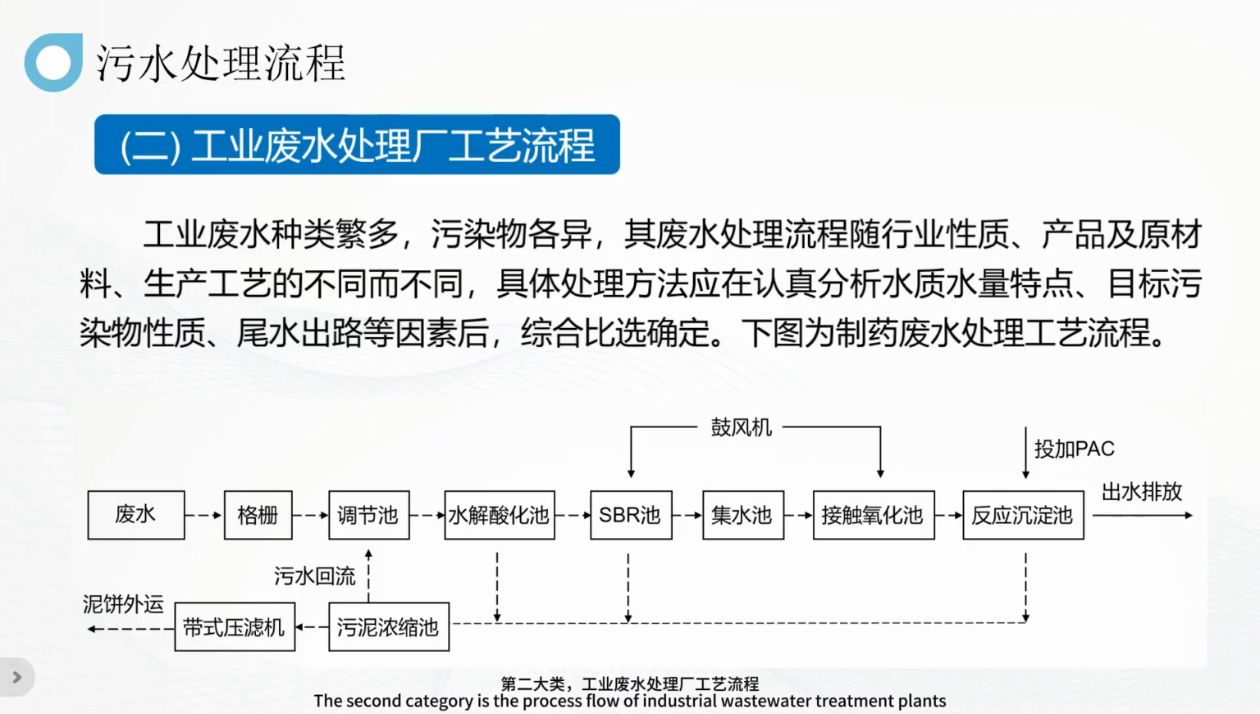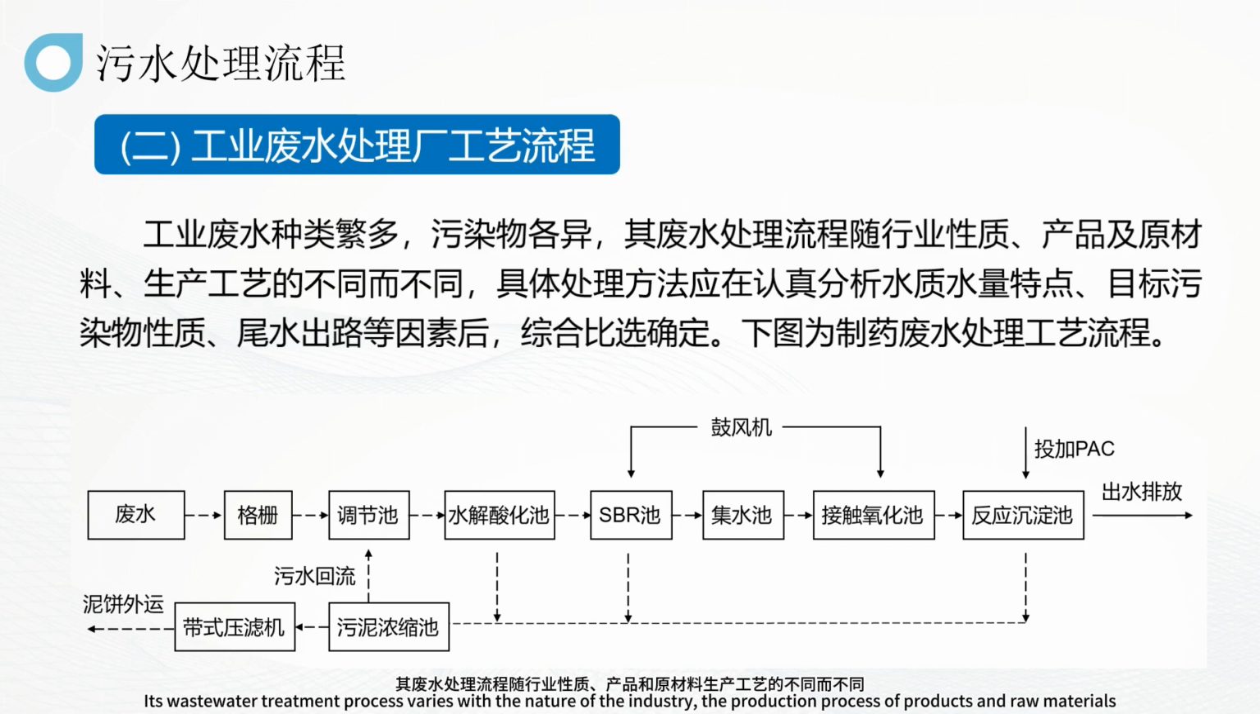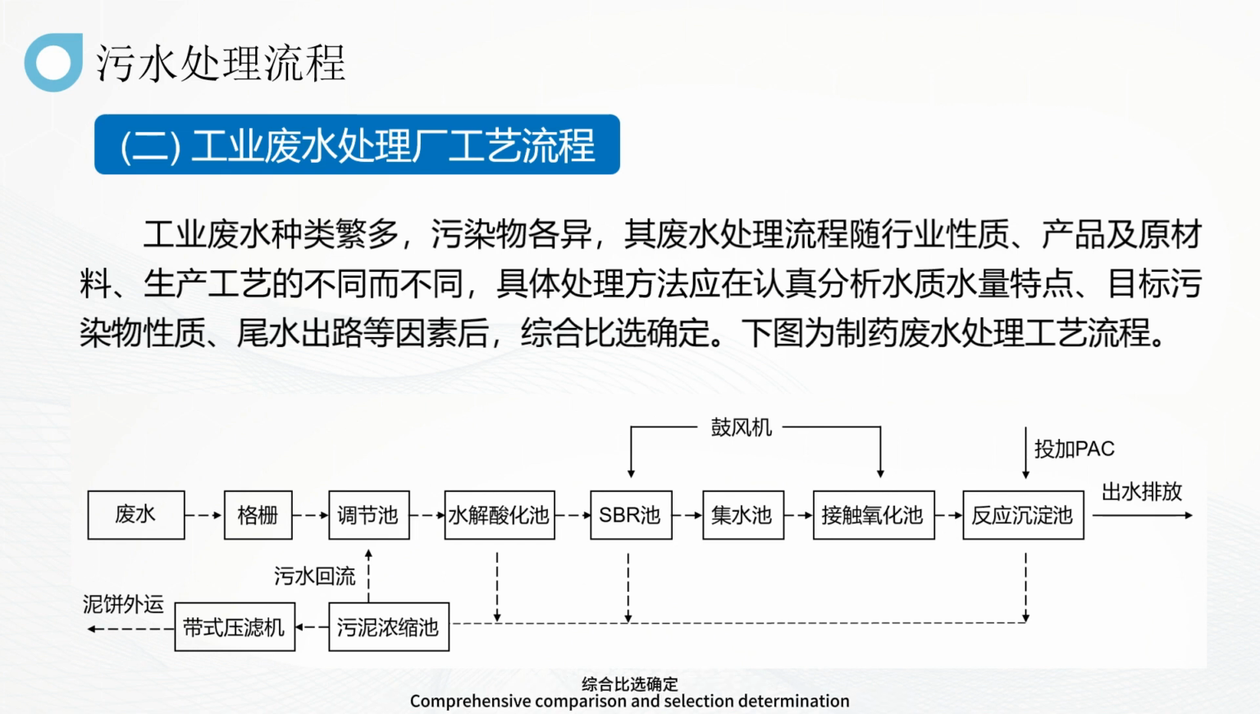The second category is the process flow of industrial wastewater treatment plants. There are many kinds of industrial wastewater with different pollutants. Its wastewater treatment process varies with the nature of the industry, the production process of products and raw materials. Specific methods should be carefully analyzed after the characteristics of water quality and quantity, the nature of target pollutants, the outlet of tailwater and other factors, and determined by comprehensive comparison and selection. The following figure shows the pharmaceutical wastewater treatment process.